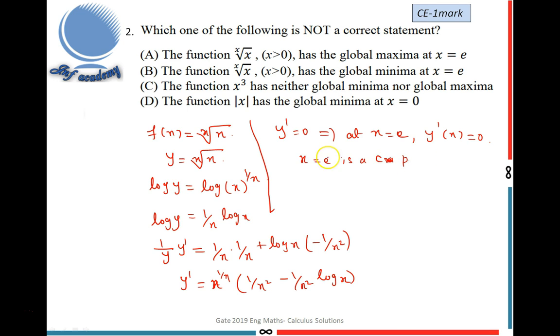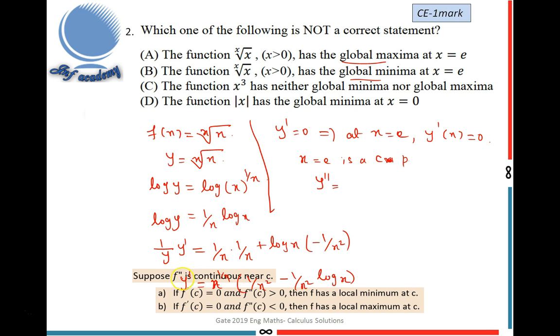Next I find the y double dash, because here I find the global maxima or minima. So here I use the second derivative test. That is, suppose f double dash is continuous near c. If f dash of c equals 0 and f double dash of c is greater than 0, then f has a local minimum at c. If less than 0, then f has a local maximum at c.